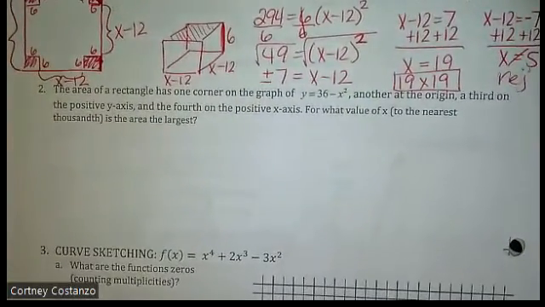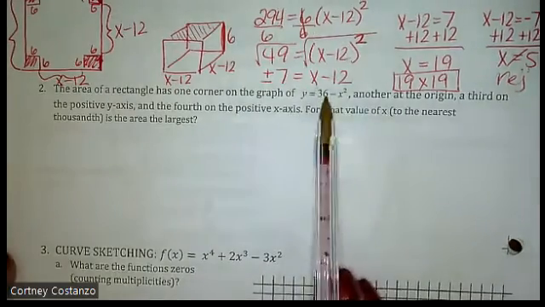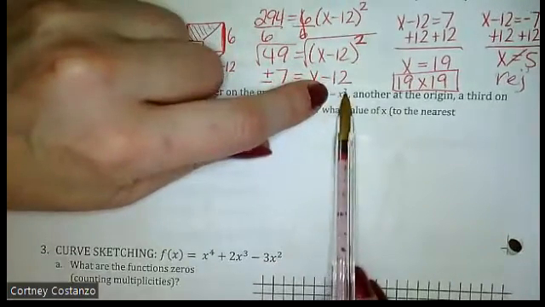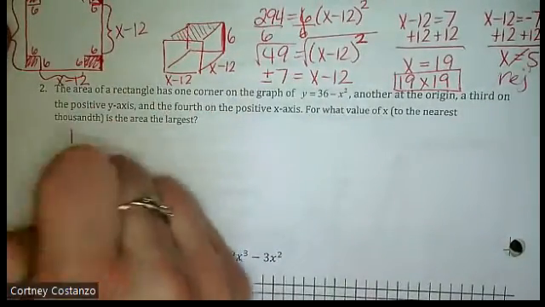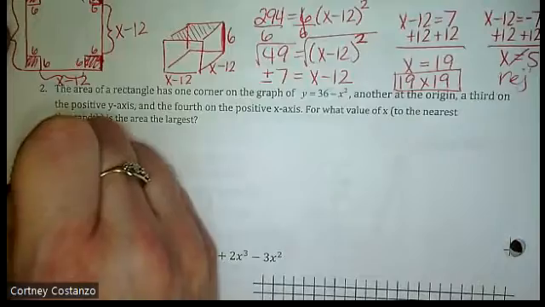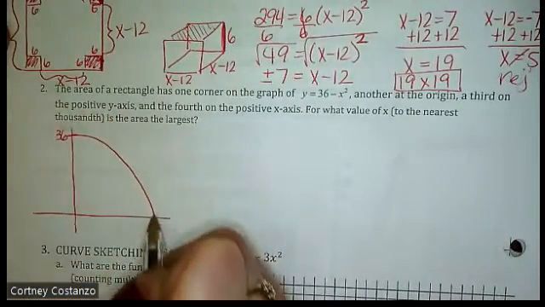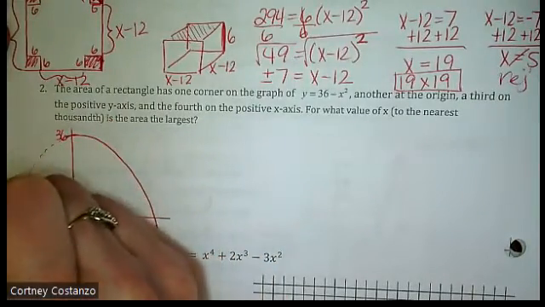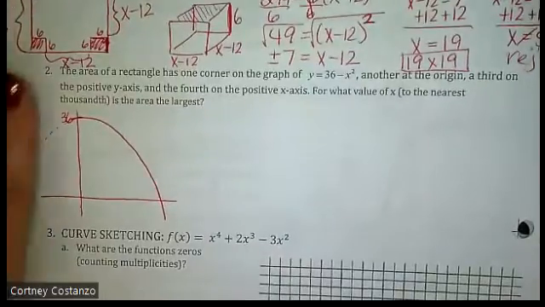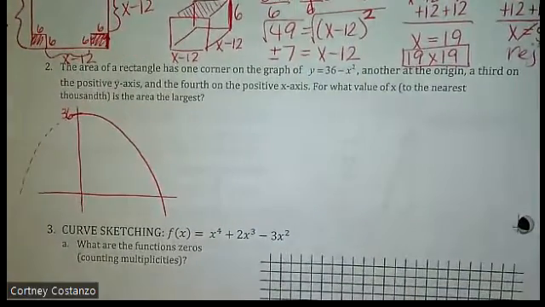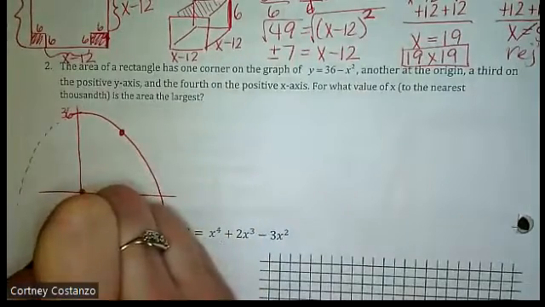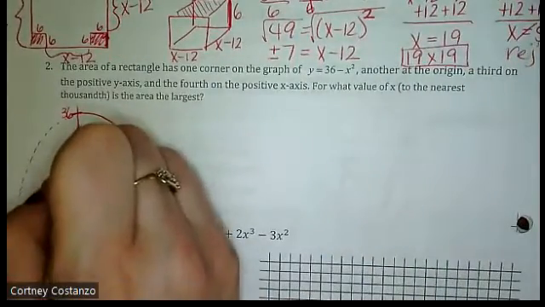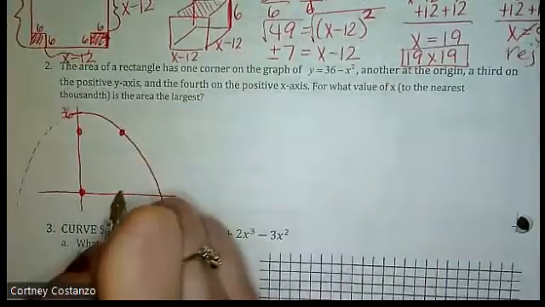Number 2, the area of a rectangle has one corner on the graph of 36 minus x squared. 36 minus x squared is a reflected parabola shifted up 36. So let me just draw a quick little sketch of what that looks like. We would have a y-intercept of 36 and then a sad parabola from there. I'm not going to really care so much about the negative side, but I'm going to really focus on quadrant 1. So I have a rectangle that has one corner on this curve, another at the origin, a third on the positive y-axis, and a fourth on the positive x-axis.